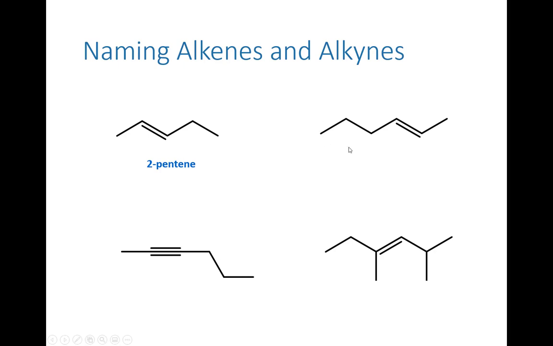So this has 6 carbons, so the parent is hexane. Because it's an alkene, we change the ending from hexane to hexene. And then we say that the alkene begins on carbon number 2. So this is 2-hexene.